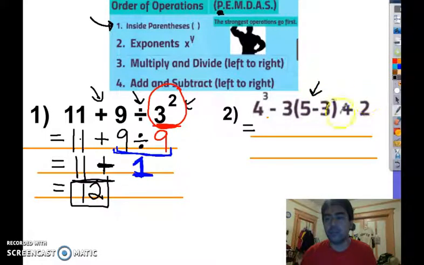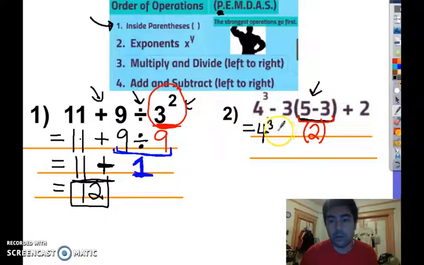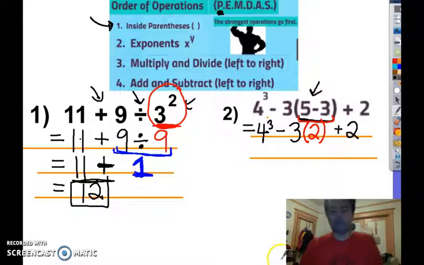Okay, so the first thing I'm going to do, and I'm going to mark it with a line or an arrow, is 5 minus 3. 5 minus 3 is just 2. So I'm going to write the 2, and in fact I'm going to keep the parentheses, and I'll tell you why later. And what do I do with the rest of these? Copy it down. So I'm copying 4 to the third power, the minus sign, the 3, and plus 2.